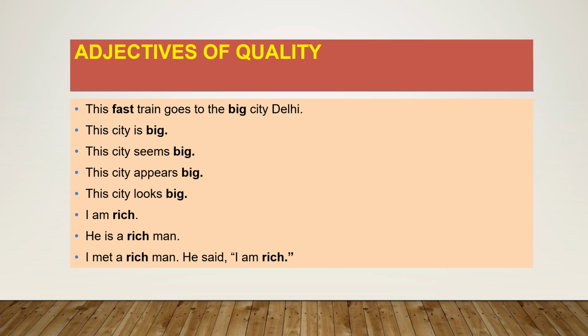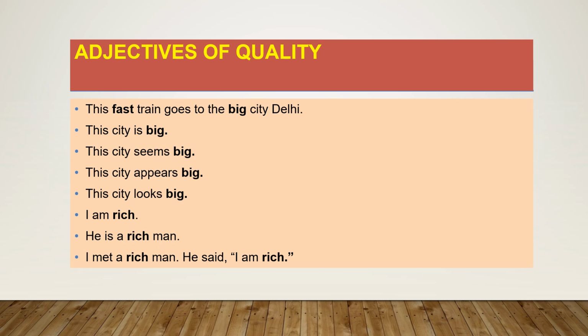We shall talk about four types of adjectives. The first of them is the adjective of quality. Next, you will come to adjective of quantity, then possessive adjectives and demonstrative adjectives. Let us start with adjective of quality because these are the maximum number of adjectives in any language. So you have this fast train goes to the big city, Delhi.